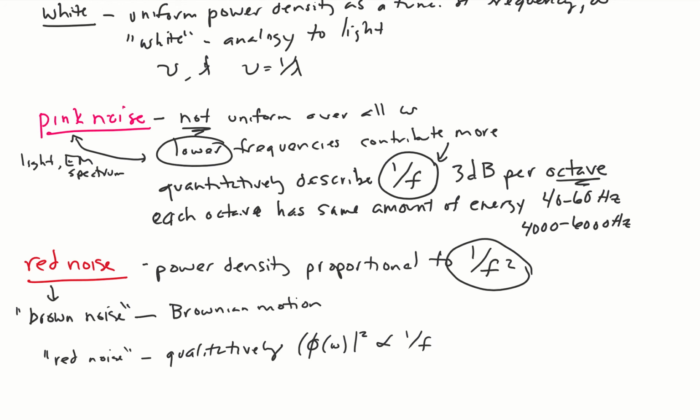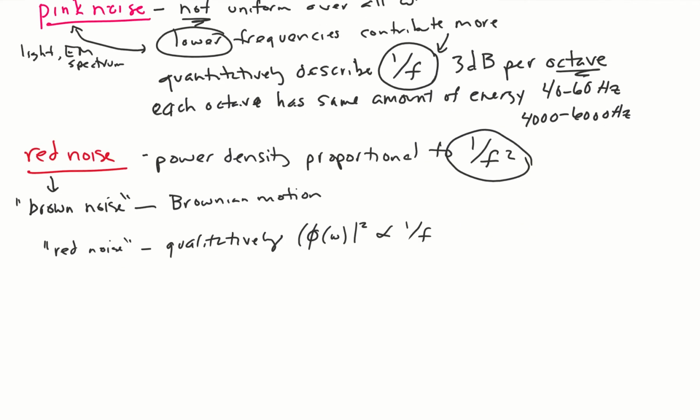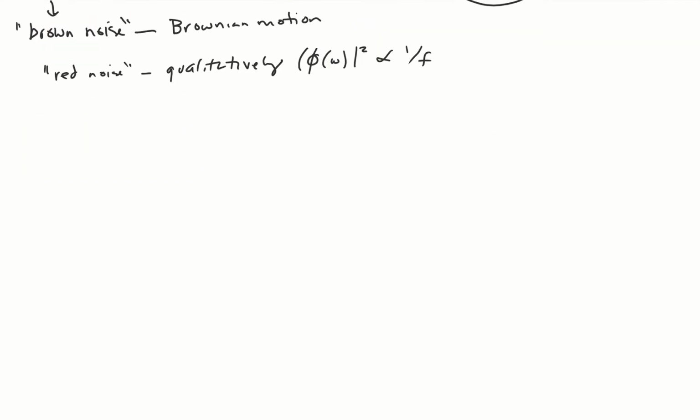So trying to remember the difference between pink noise and red noise, realize that red, I guess, is more extreme. Pink is a mixture of red and white. So that's one way that you can keep straight in your head the difference between those two very similar noises.